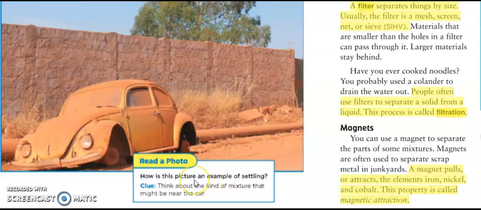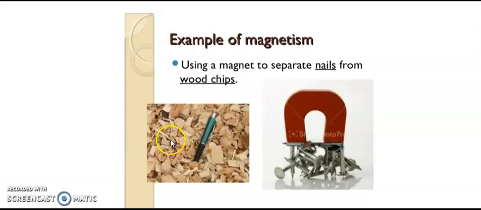Let's see some examples of magnetic attraction of metals. We can use a magnet to separate nails from wood chips. If we put wood chips and nails and mix them together, we can separate them with a magnet, as you see in this picture.